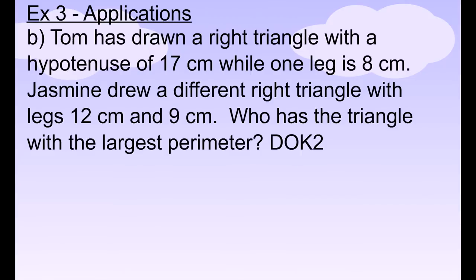Tom has drawn a right triangle with a hypotenuse of 17 centimeters. Alright, I need a picture already. So, right triangle, hypotenuse 17 centimeters, while one leg is 8. Alright, so one leg is 8 centimeters. Jasmine drew a different right triangle.